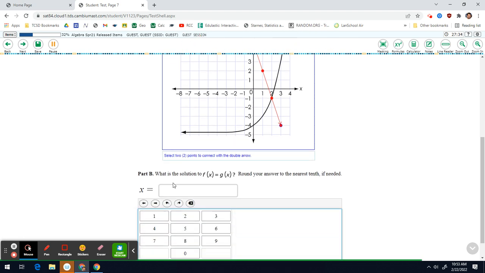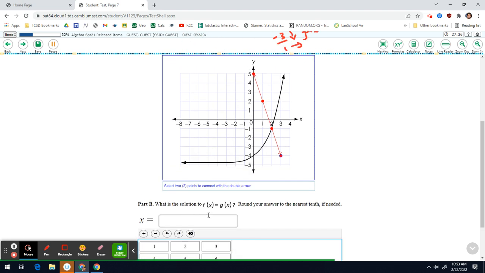And now part B says, what is the solution to f of x equals g of x, rounded to the nearest tenth if needed? So this is just saying, where do these two graphs cross? And I see they cross right here at this point. That point, to me, is a nice and neat point. That's the point (2, negative 1). They want the x value. That's going to be 2. So I think that this is going to have an x of 2.